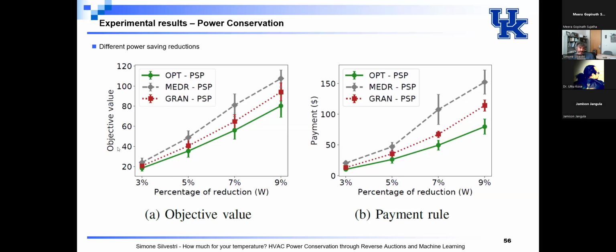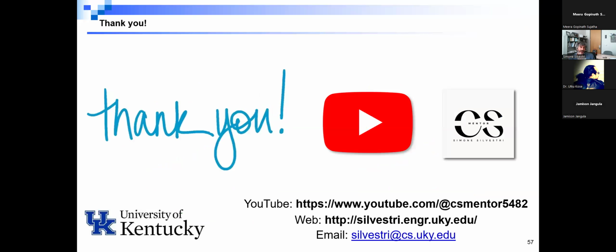So here you have again the objective value and the payment, and you can tell that both of them increase. And again, the green line is the optimum for both of them. The red line is our heuristic, and the gray line is the comparison approach. In both cases, we do much better, and we are able to save a significant amount of money for the system operator. I think this is the last slide.